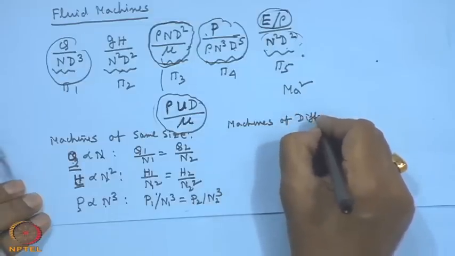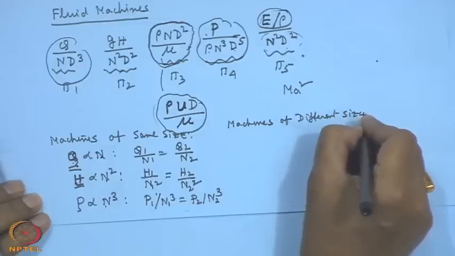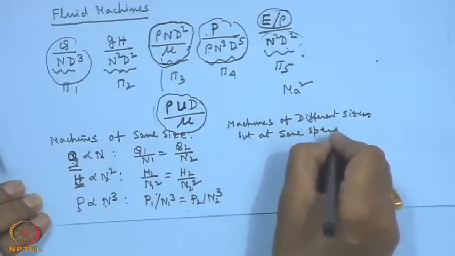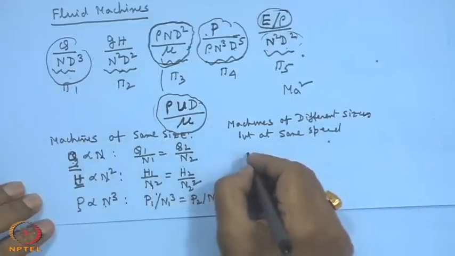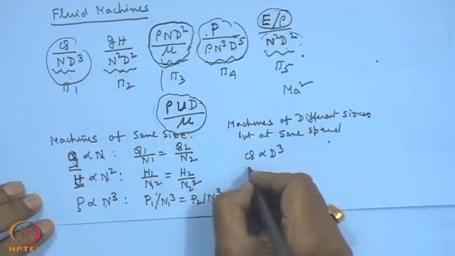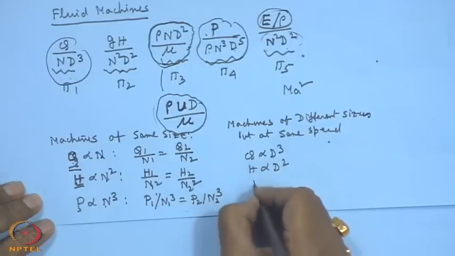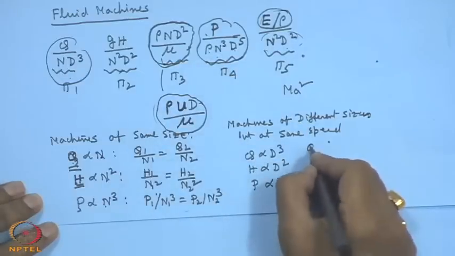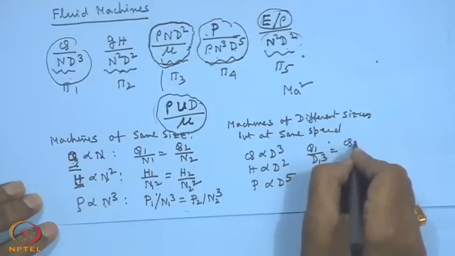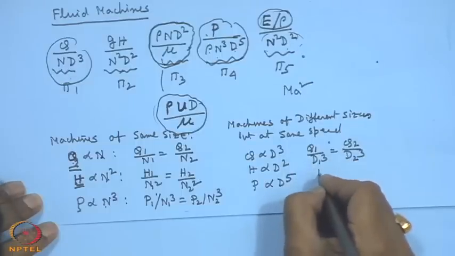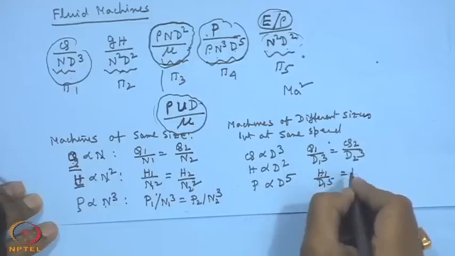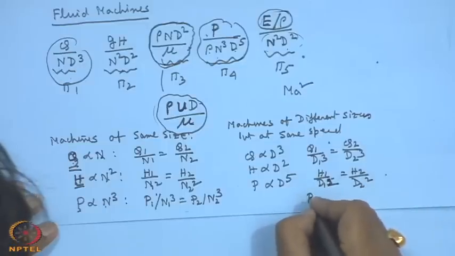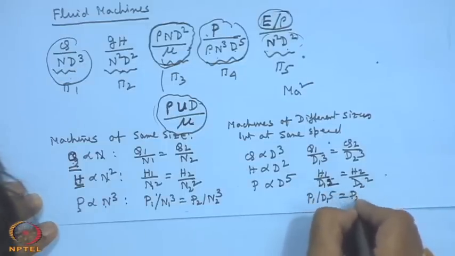For machines of different sizes but at the same speed, one can derive from this formula that Q is proportional to D cube and H is proportional to D squared. Obviously, if you know these two, you don't have to see the pi term, otherwise the pi term is wrong. That means power has to be D to the fifth. That means Q1 by D1 cube is Q2 by D2 cube. H1 by D1 squared is H2 by D2 squared. And similarly, P1 by D1 to the fifth is P2 by D2 to the fifth. This is so simple.